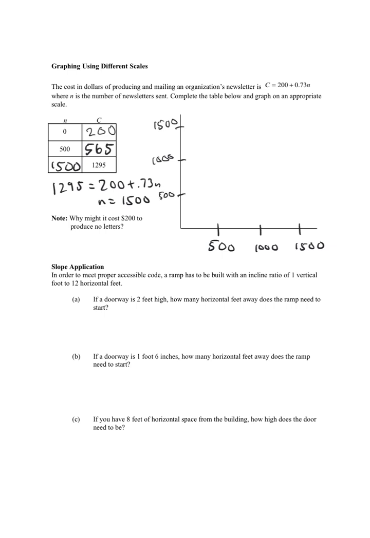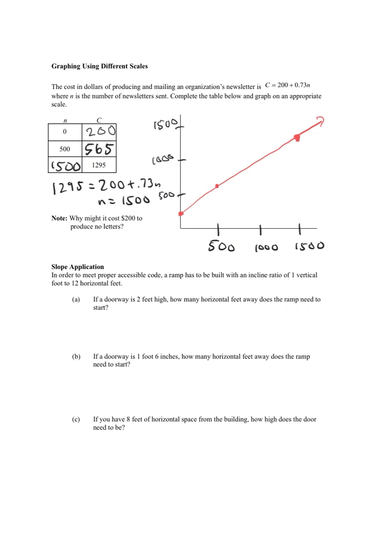All right, and so if we plot those points, 0, 200 would be around in there. 500, 565, somewhere around there. 1,500, 1295. Yeah, not quite up to the 1,500. All right, and then again, when you're using proper graphing technology, you can get those to look a little more exact.